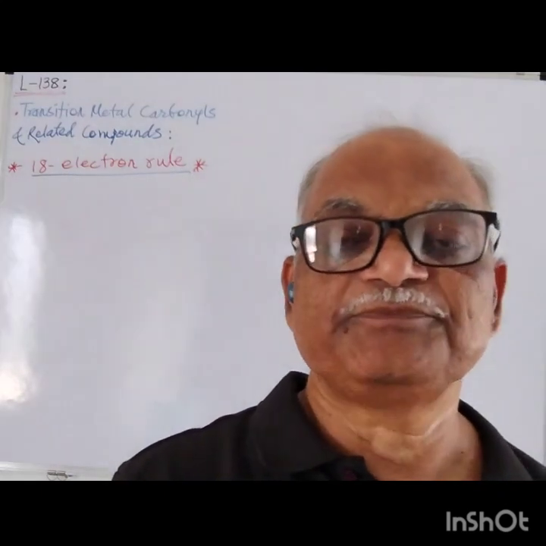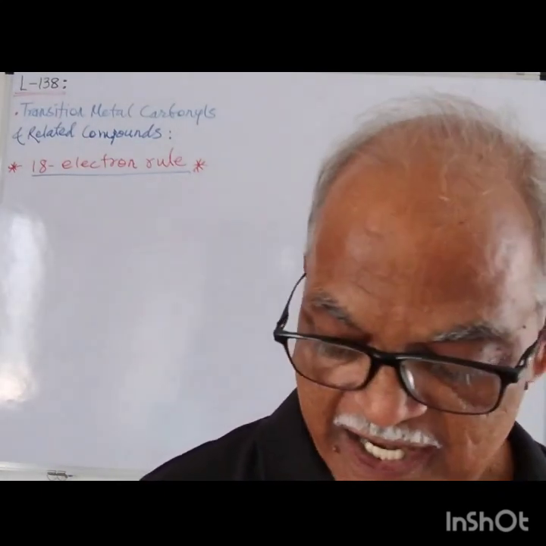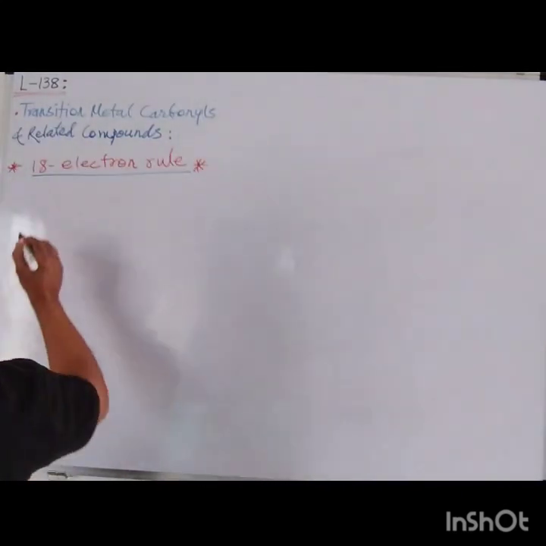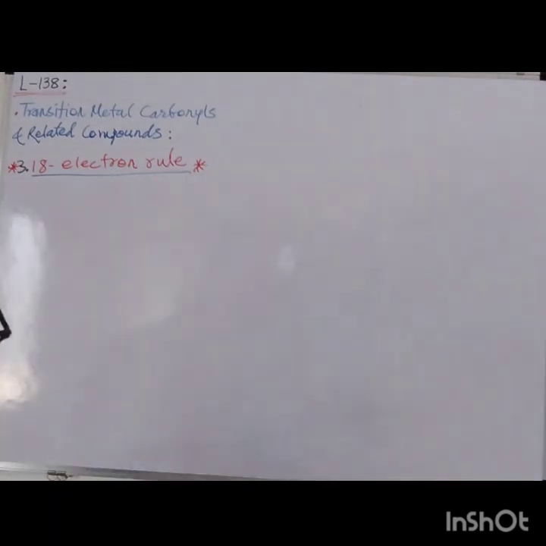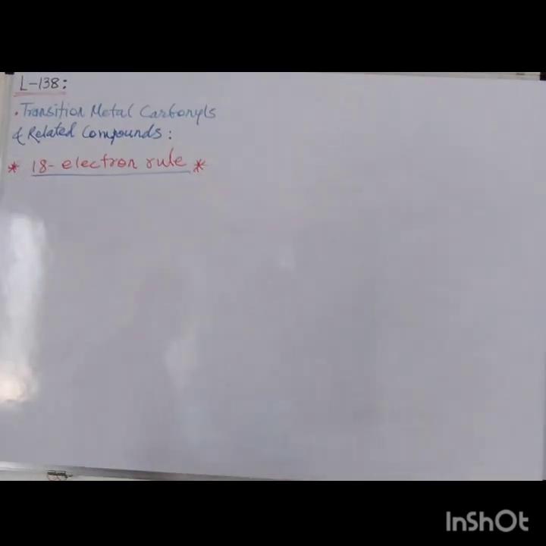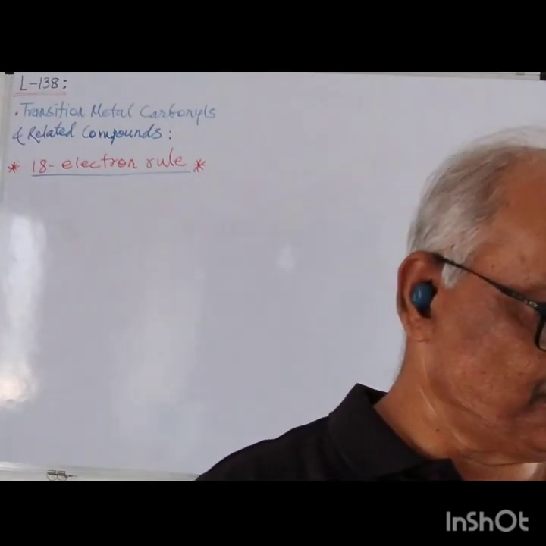We will be discussing metal carbonyls and related compounds, and in this case we are now going to see the third point of our lecture, that is the 18 electron rule.